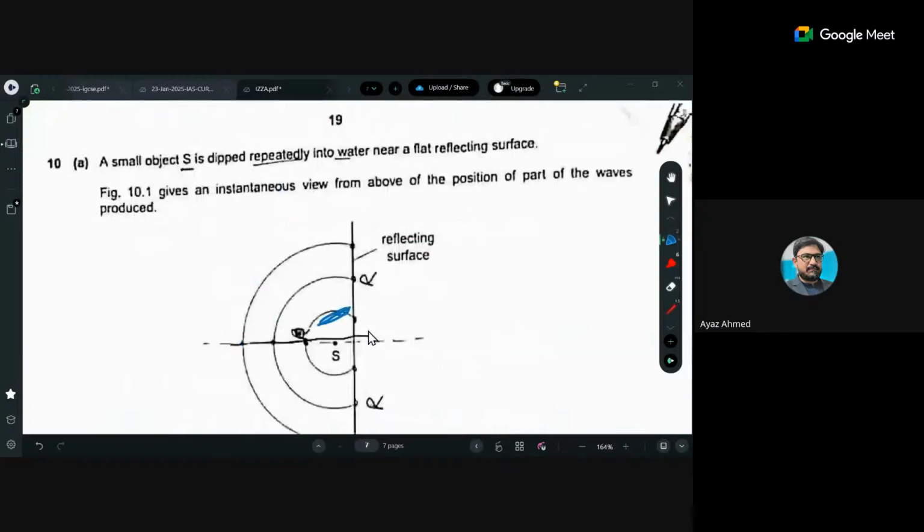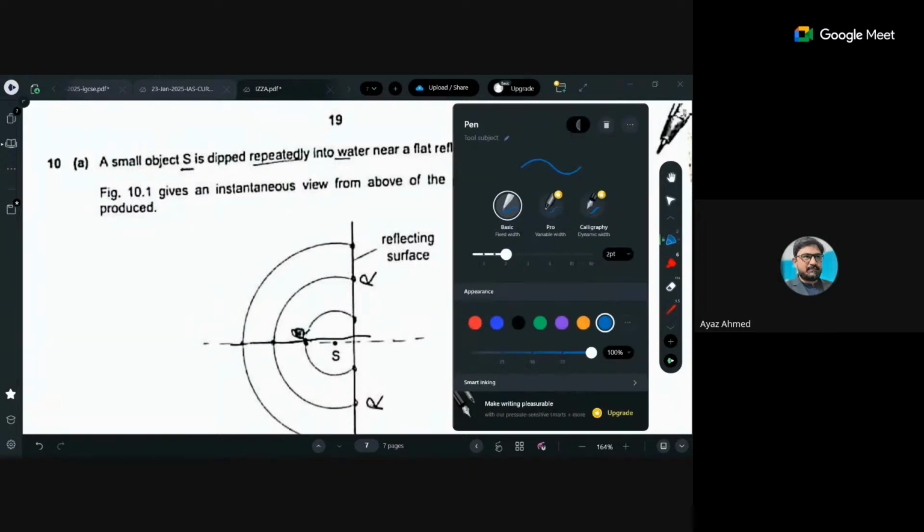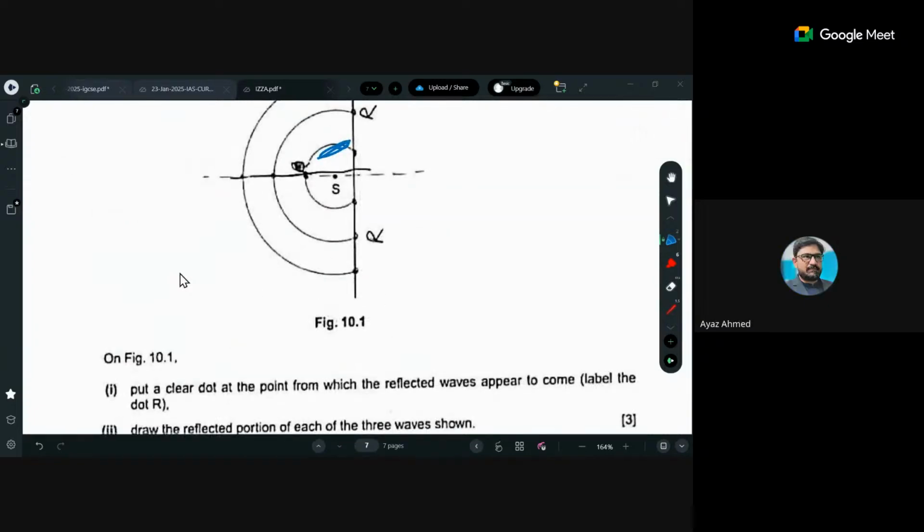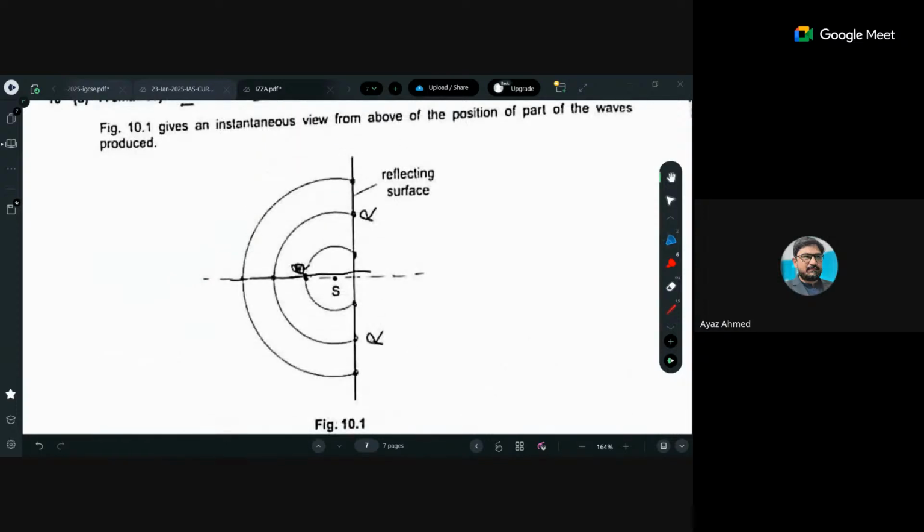Okay, that is a good question. A small object S is dipped repeatedly into the water near the flat reflecting surface. Zainab, is this all clear to you? Are things making sense? If you were at this stage of the paper, what do you think? At the end I will also ask you how many marks you would have got. Figure 10.1 gives an instantaneous view from above of the position of the part of the waves produced. After that, what is it asking you?